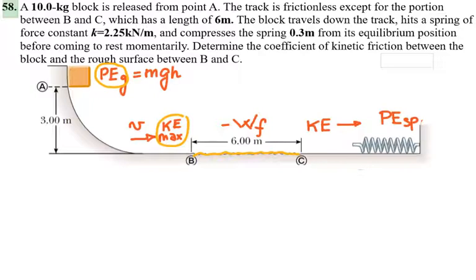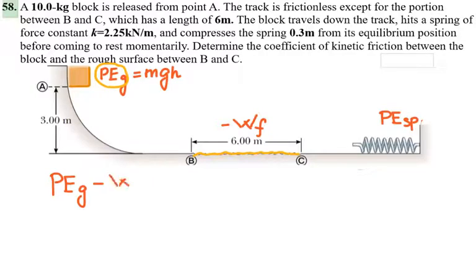So I don't really need this part, and I don't really need this part, because what I have is this: I start with the gravitational potential energy. From all that amount of energy, not all of it is going to go to the potential energy of the spring. I'm going to subtract the work done by the friction, and then what's left is going to go to the potential energy of the spring. What is it going to look like? It's going to look like this: I have mgh minus the work by friction.